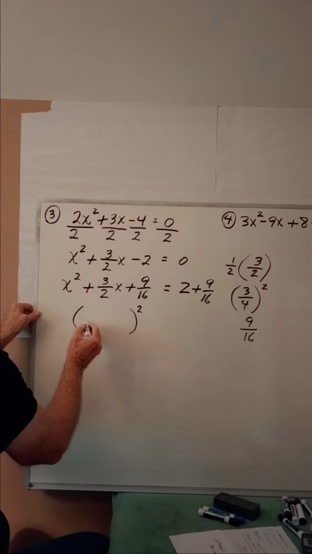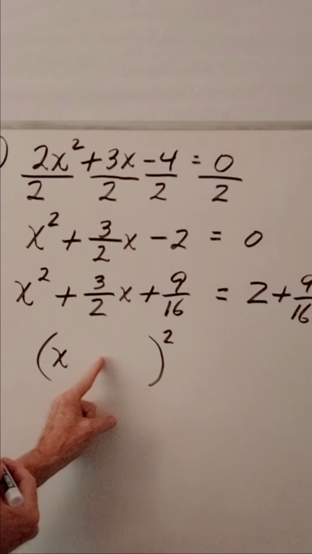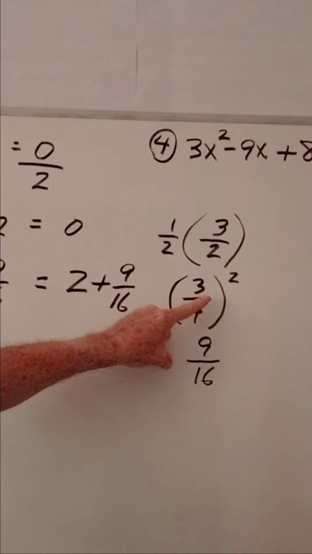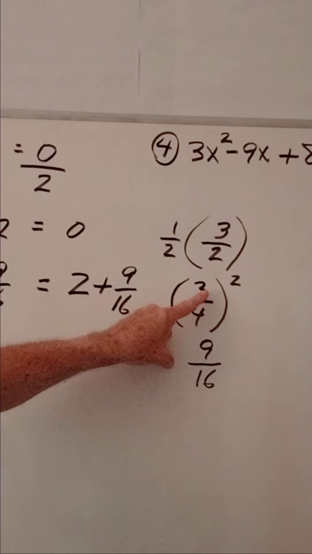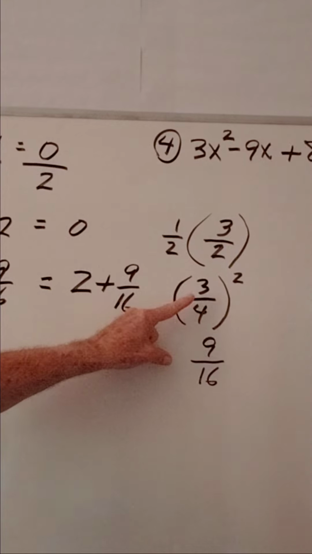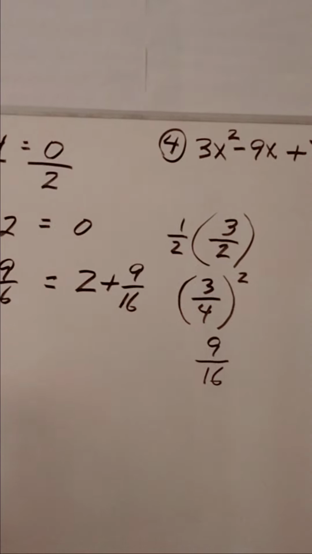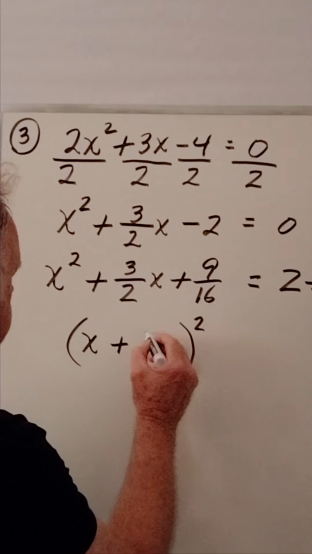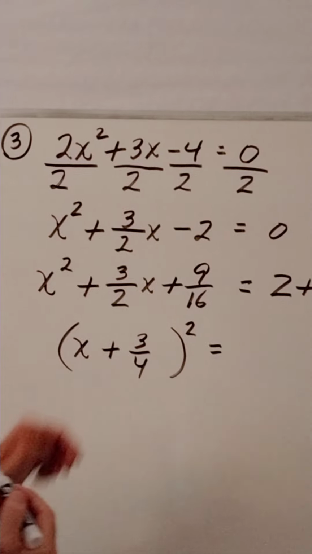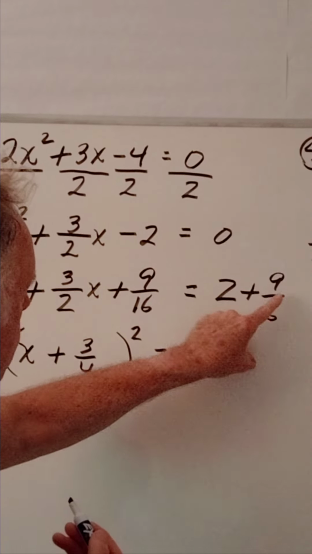The first term of the binomial is the variable x, and the last term is the rational number that we see inside the house here. Not that, but the quantity that was being squared, the 3/4. So we'll put a positive 3/4 there. That will be equal to the sum of these two values.